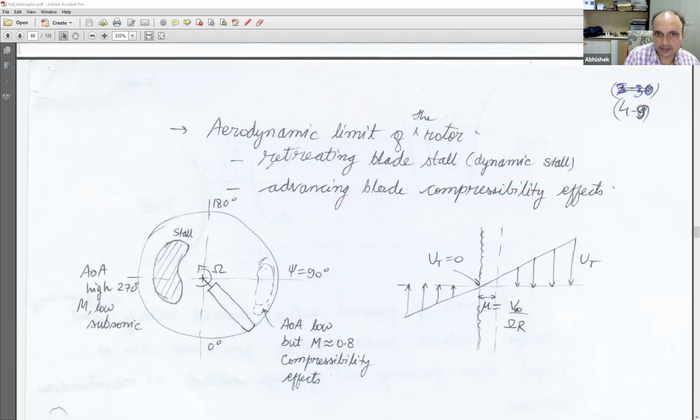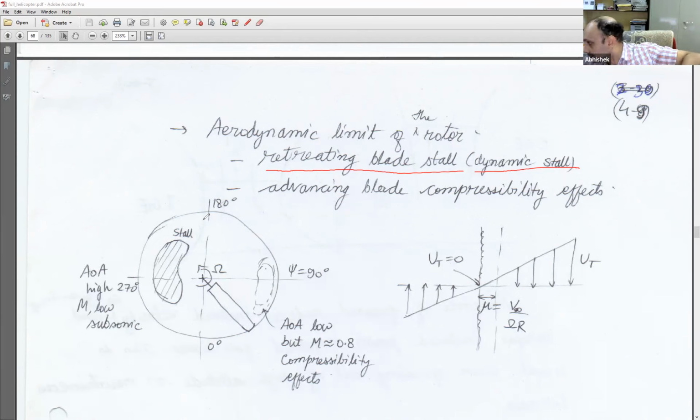The second problem is retreating blade stall, which actually is a form of dynamic stall, not a static stall. What is this thing? Once I go on the other side, because when I try to fly forward, my tip path plane has to go down. We have not analyzed the forward flight so much yet, so right now you have to take it a bit on faith. This will become more clear when we study the forward flight in more detail with BET and everything. So my tip path plane has to tilt like this, right? Only then my helicopter can go like this.